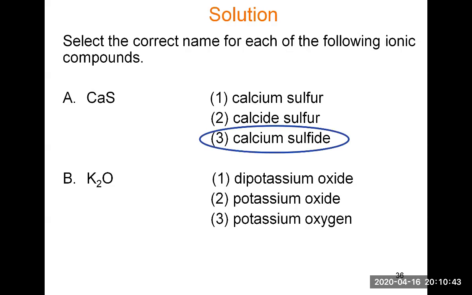K2O: K is potassium, and O is oxygen, but when it's the ion, we call it the oxide ion. So the name of this compound, K2O, is potassium oxide.